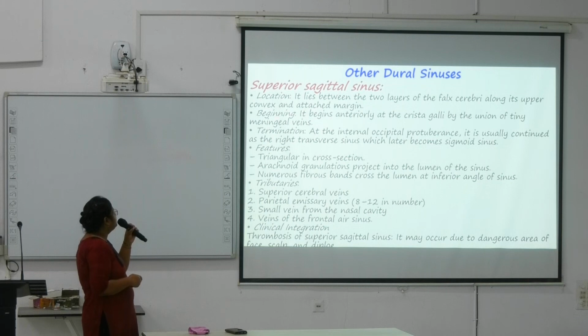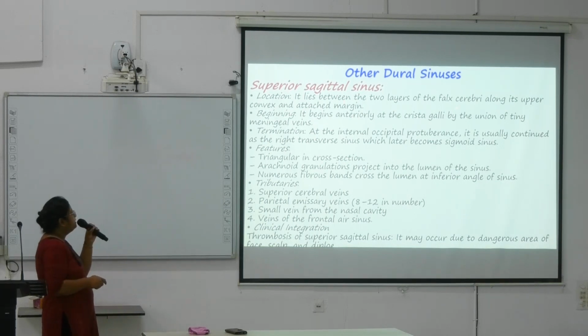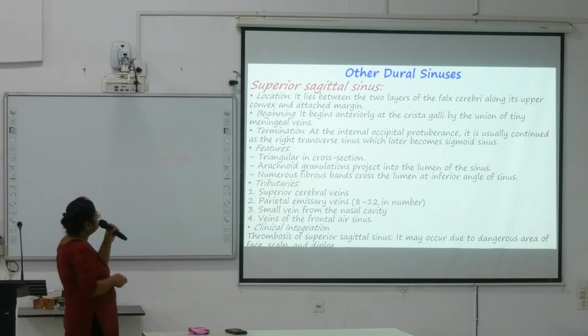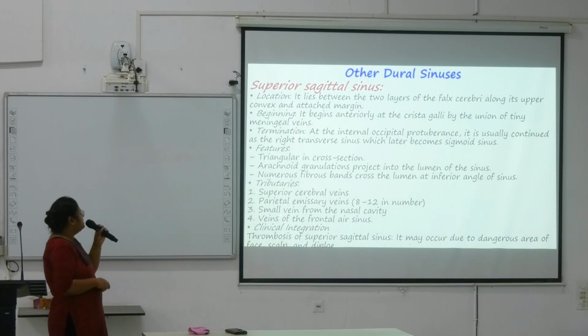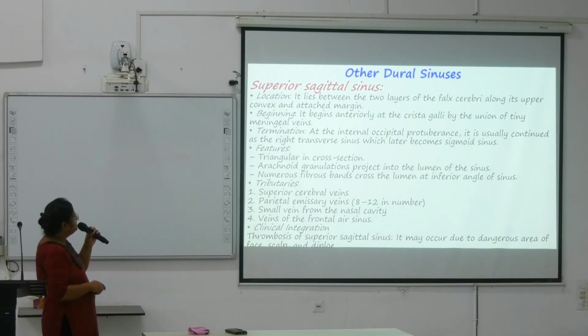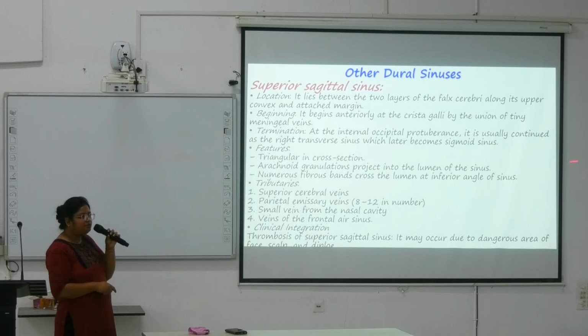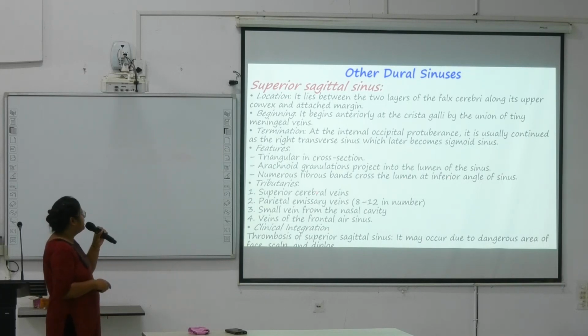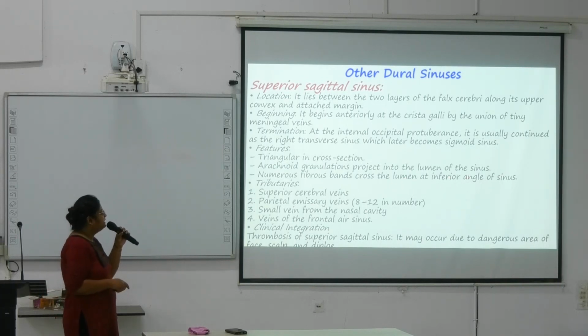Superior sagittal sinus lies between the two layers of falx cerebri along its upper convex attached margin. Begins anteriorly at the crista galli by union of tiny meningeal veins, terminating at the internal occipital protuberance. Usually continues as the right transverse sinus which later becomes the sigmoid sinus. It is triangular in cross section, arachnoid granulations project into the lumen of the sinus and numerous fibrous bands cross the lumen at the inferior angle of the sinus.